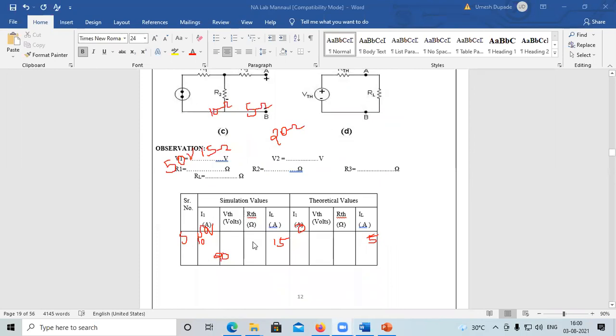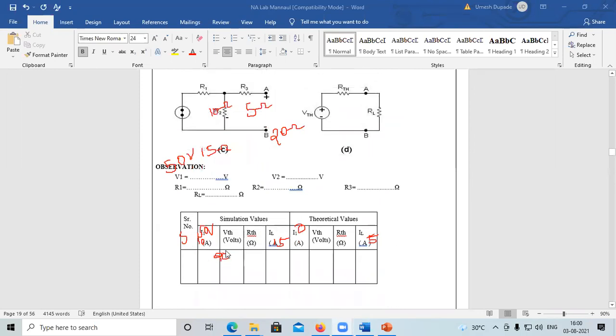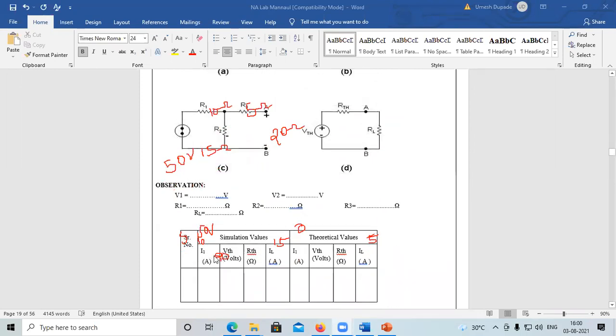Now see, what calculations we have to do. First of all, we calculate the current I1. Then calculate the voltage VTH. Calculate the resistance RTH. And again, after finding the equivalent circuit, we will calculate the current IL. There are 4 steps.